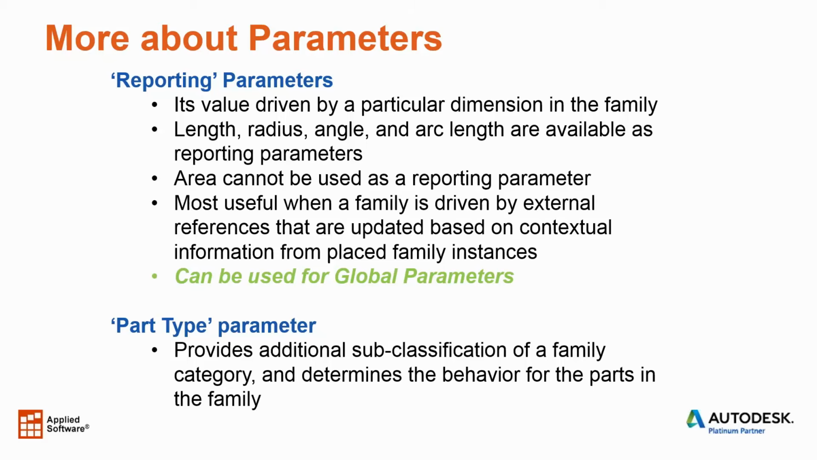So a reporting parameter is a value driven by a particular dimension in the family, such as length, radius, angle, and arc length are available as reporting parameters. Areas cannot be used as a reporting parameter, and it's most useful when a family is driven by external references that are updated based on contextual information from placed family instances.